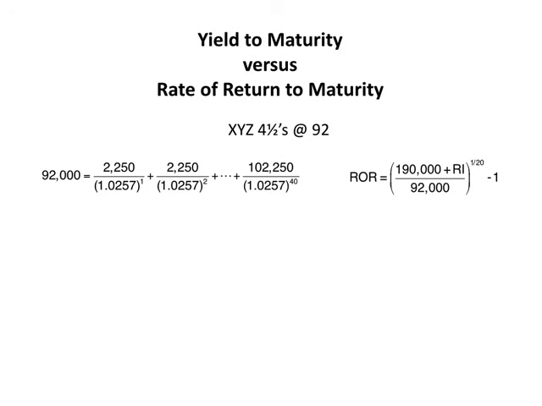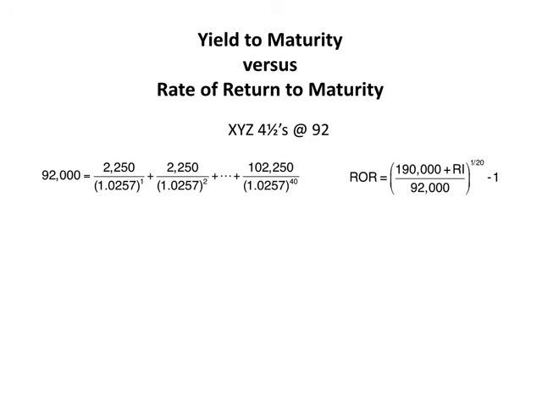How likely is it that the pattern of reinvestment rates would be such that the rate of return to maturity would equal the yield to maturity at the time an intermediate to long maturity bond is purchased? The probability is approximately 0.